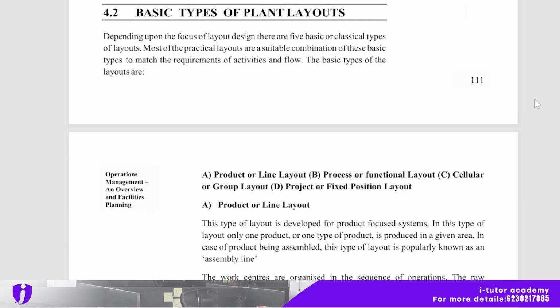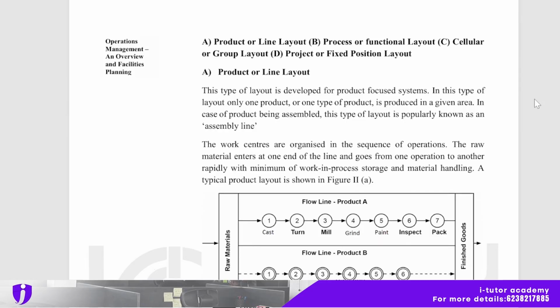Depending upon the focus of layout design, there are five basic or classical types of layouts, though most practical layouts are a suitable combination of these basic types to match the requirements of activities and flow. The basic types of layouts are product or line layout, process or functional layout, cellular or group layout, and project or fixed position layout.